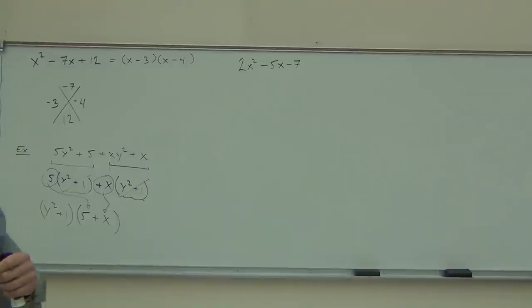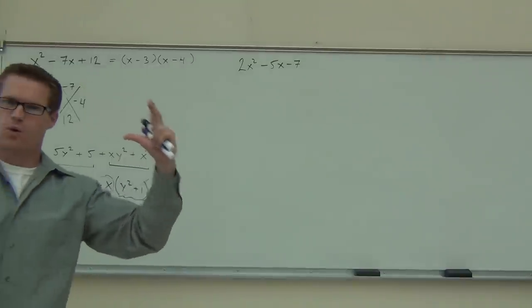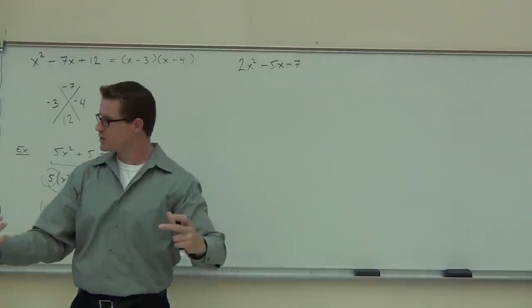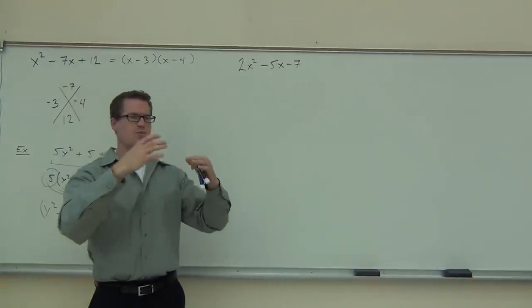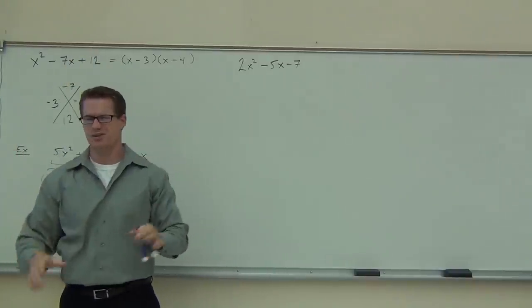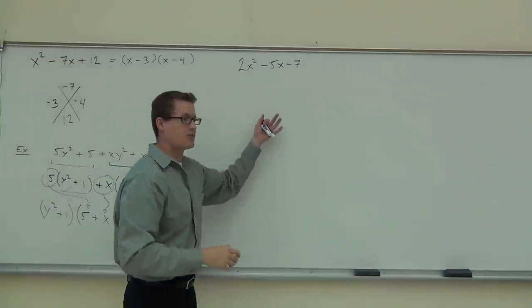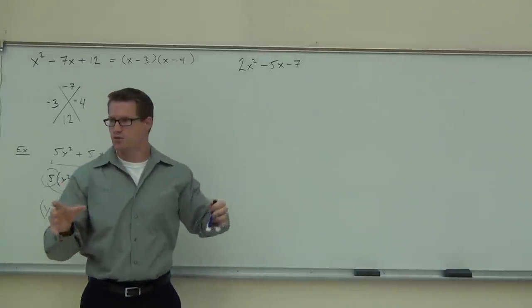Because sometimes I'm going to give you some nasty big problems that look horrible, but if you factor out the greatest common factor, they become really easy. So that's what you need to look for first. Otherwise, you deal with a diamond problem with like 6,000 on the bottom. You don't want to do that. So factor the greatest common factor right off the bat. If it doesn't have one, well, that's okay. But you look for it first.